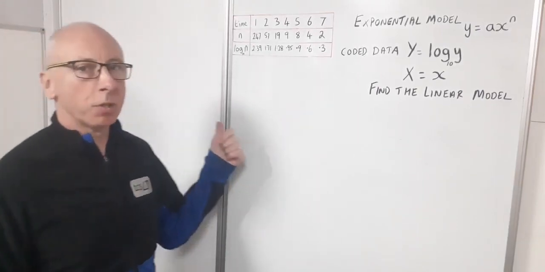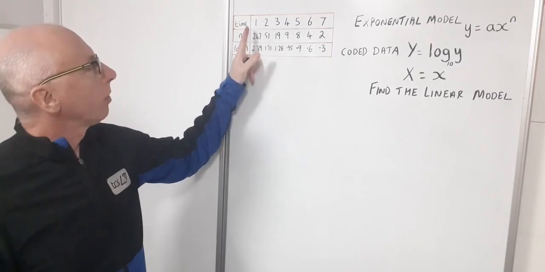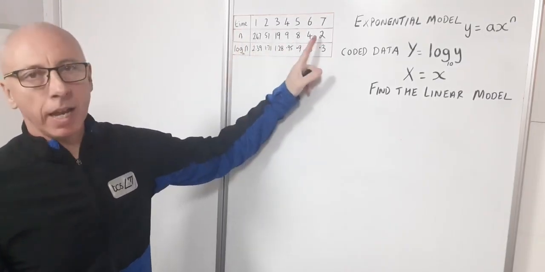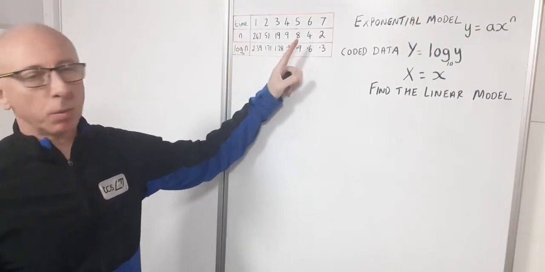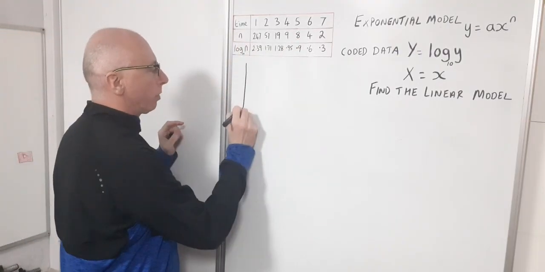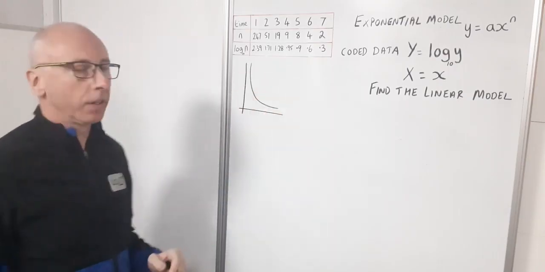So in this question here, we've got some data and it produces an exponential model. So the time compared to the variable n. Time is the independent variable, n is the dependent variable. So what we got when it was graphed was something that looked a little bit like that curve.